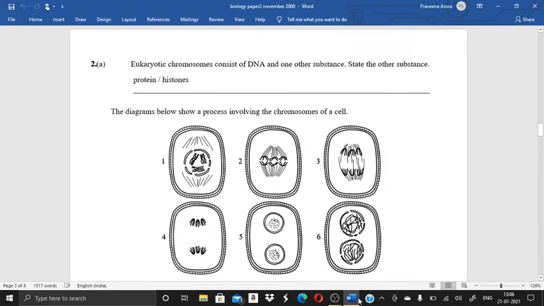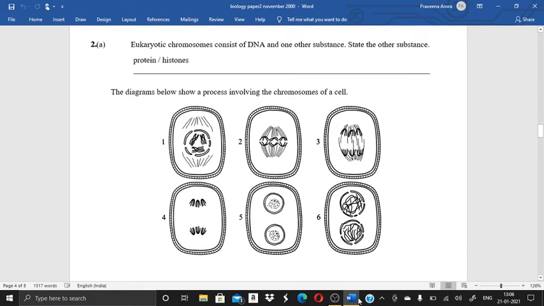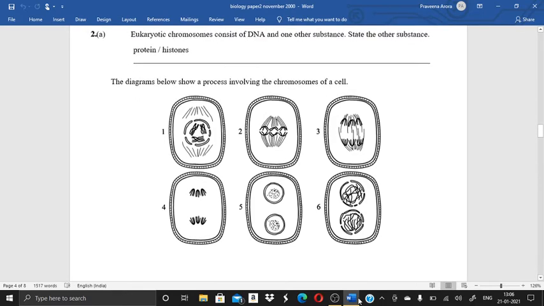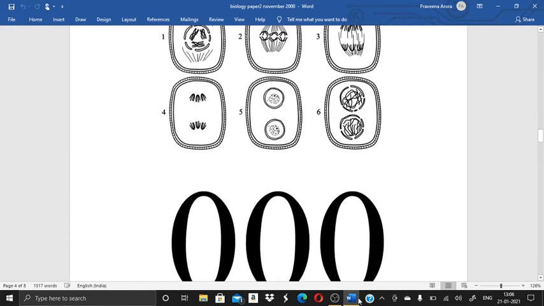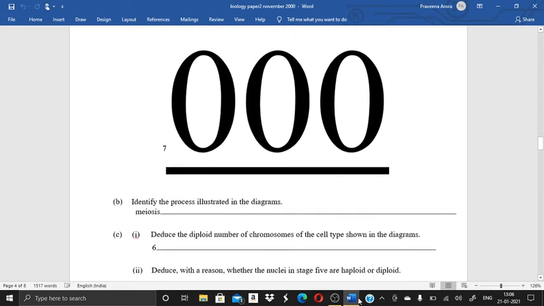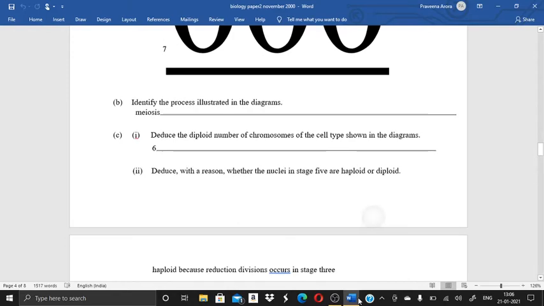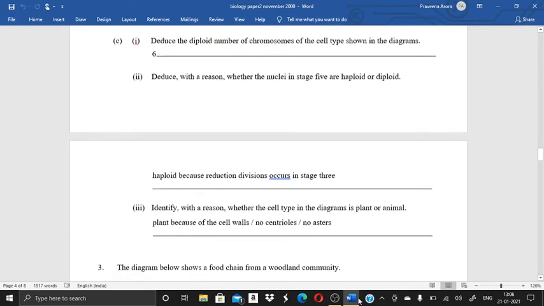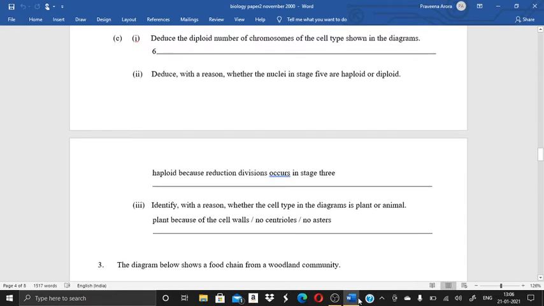Then over here the diagram is being given. And the question is, eukaryotic chromosomes consist of DNA and one other substance. State the other substance. The diagram below shows a process involving the chromosome of a cell. 7 steps have been given. You have to identify the process illustrated in the diagrams, that is meiosis. Deduce the diploid number of chromosomes of the cell type shown in the diagram, that is 6.